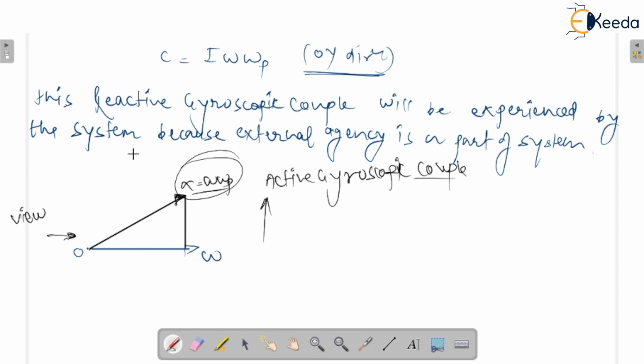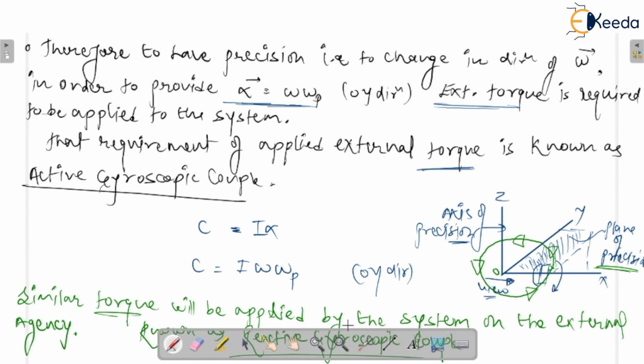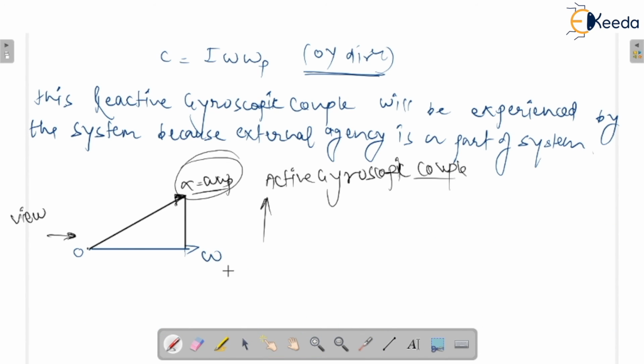But we have seen that a similar torque will be applied by the system on the external agency, and we know that the external agency is a part of the system. So that torque will be experienced by the system also. That's why the reactive gyroscopic couple would be like that. Reactive means that the action has an opposite reaction. Similarly, the active gyroscopic couple has a reactive gyroscopic couple.